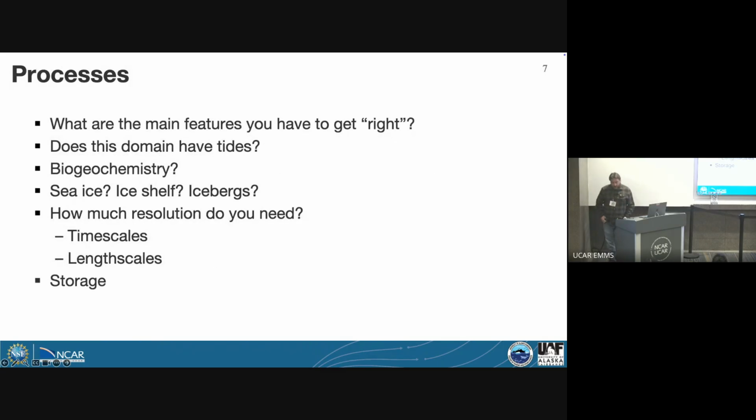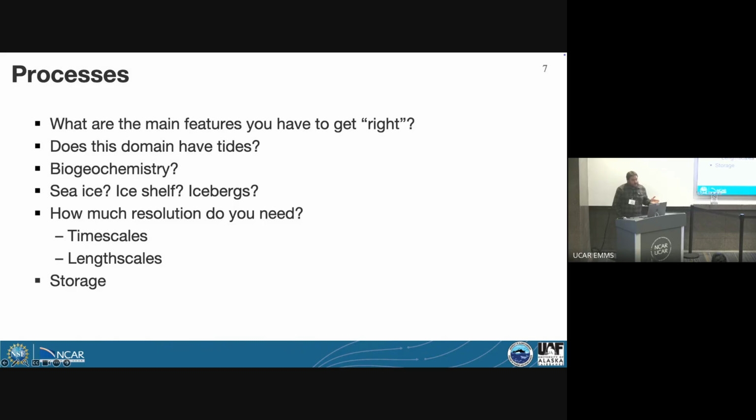So then you go into the processes. What are the main features that you need to get right to be able to answer the scientific question you are interested in? So again, do I need to have tides? Do I need a BGC model? Does my configuration require a sea ice model? How much resolution do I need to get a good quality simulation?